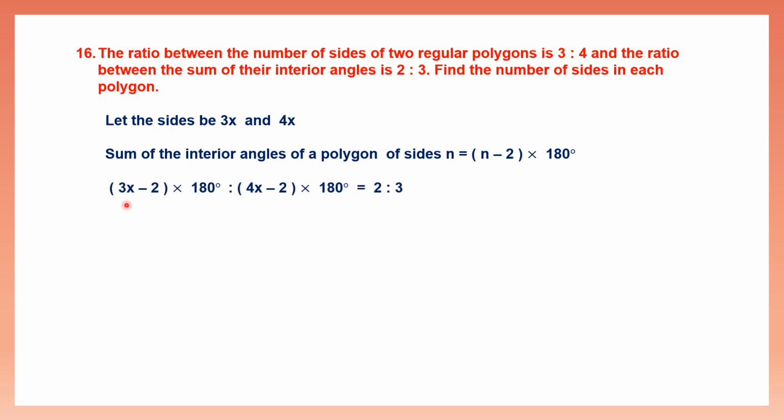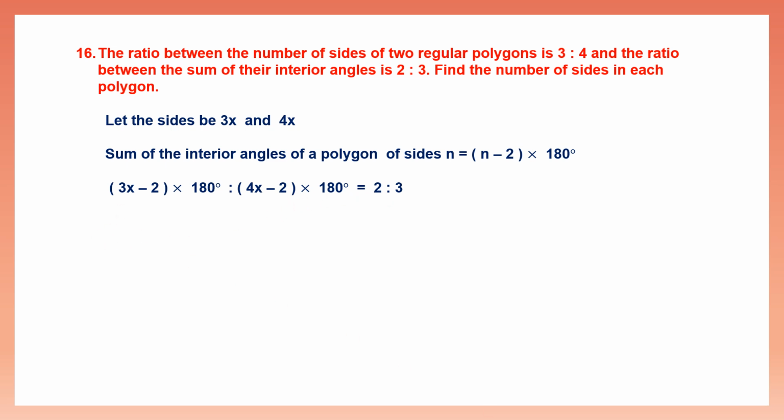So here (3x minus 2) into 180, that is this whole thing, instead of n I've put 3x, is to (4x minus 2) into 180. Instead of n I put 4x because it's the side of the second polygon. Now this is the sum of the interior angles of the first polygon. This is the sum of the interior angles of the second polygon, and the ratio between them is 2:3, which is given to us. Now we have to calculate this and find the answer.